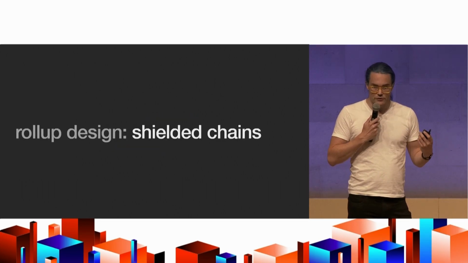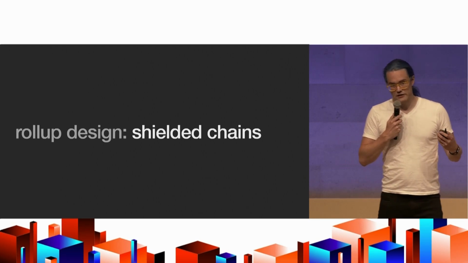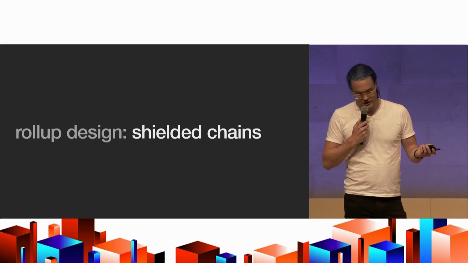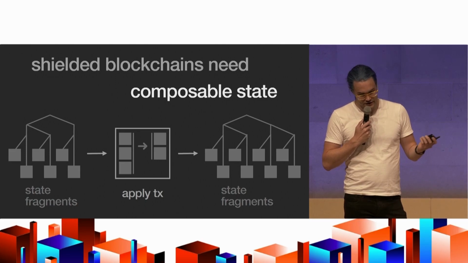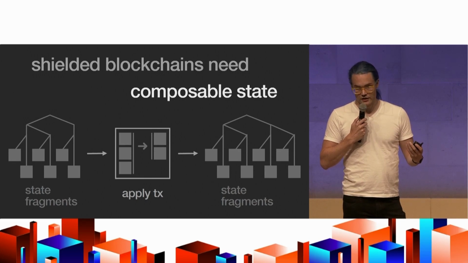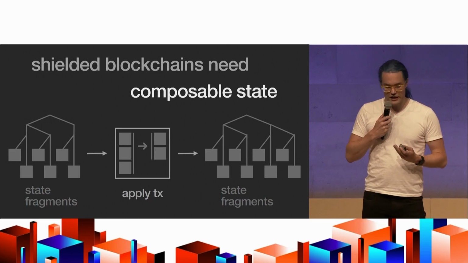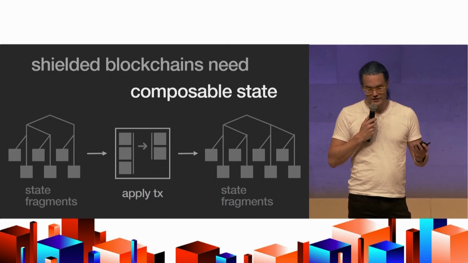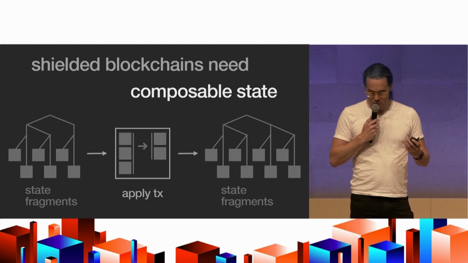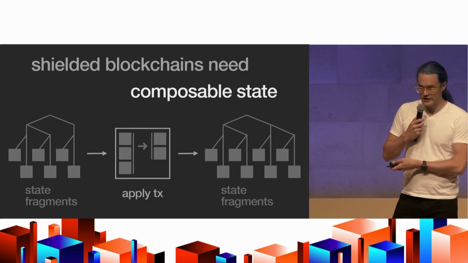And in this talk, what I want to do is look at a shielded chain from this perspective of thinking of things as rollups. So to start off, in order to have a shielded chain, you need to have some kind of composable state. So you need to have the state of the chain split up into all of these little fragments, and each transaction is going to consume certain existing state fragments and then produce new ones as outputs.